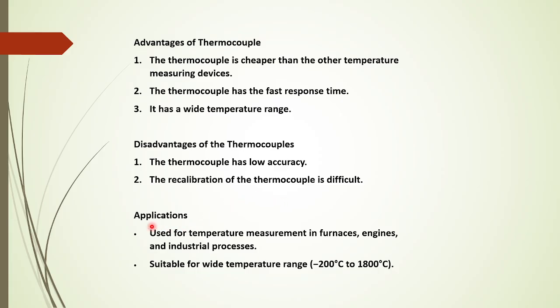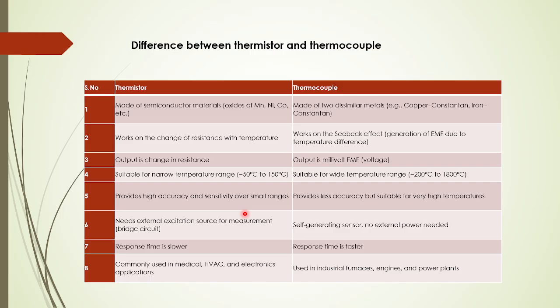And then we go for applications. It is used for temperature measurement in furnaces, engines and industrial processes. It is also used for wide temperature range measurement from minus 200 degrees centigrade to 1800 degrees centigrade. These are all the advantages, disadvantages and applications of thermocouples. So this is the explanation about the thermocouple.